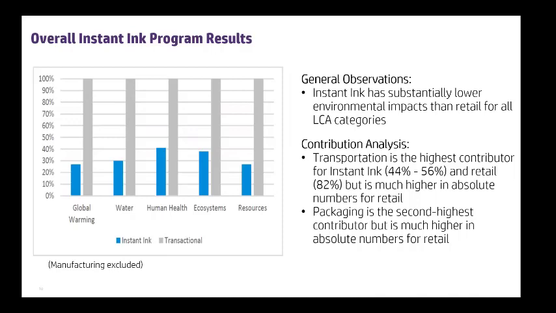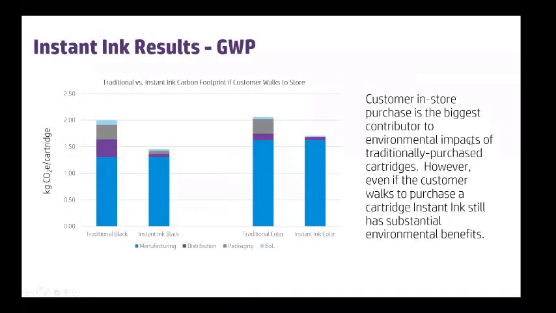So we said, okay, let's run the same analysis again and just assume that people walk. We're not putting any burden of actually getting in a car and driving to get a cartridge. And so we wanted to look and see if that still showed an effect. And indeed it did. So still, you see the scale over here has changed. The distribution has dropped dramatically, but still, Instant Ink led to a much lower environmental impact, even if the customer, in the traditional sense, walked to the store.